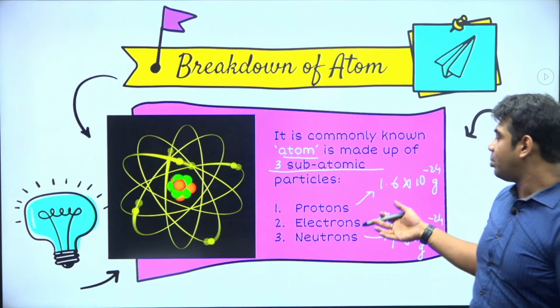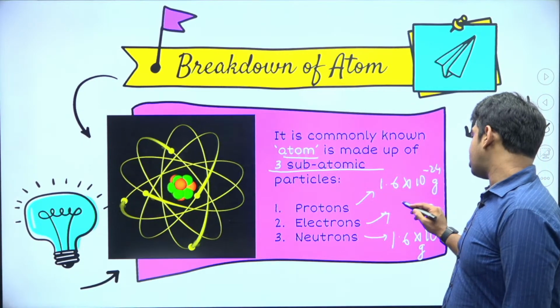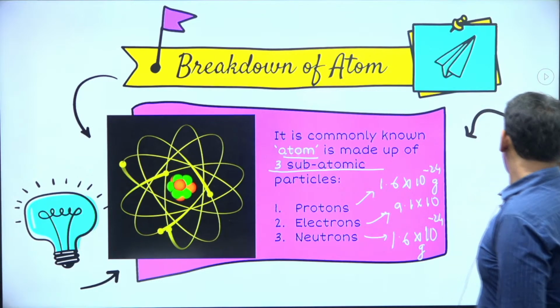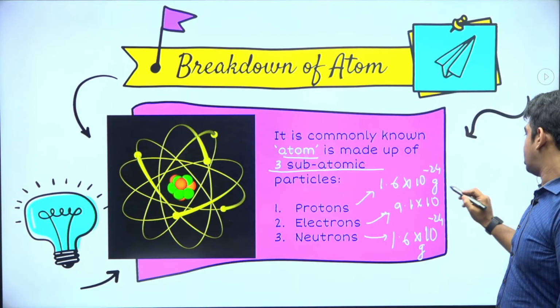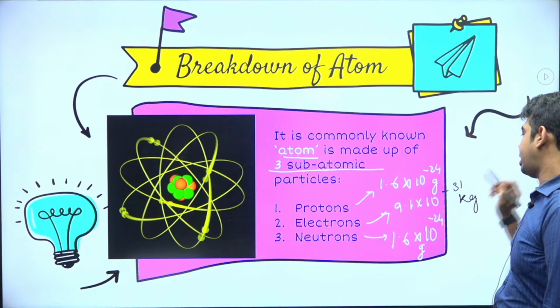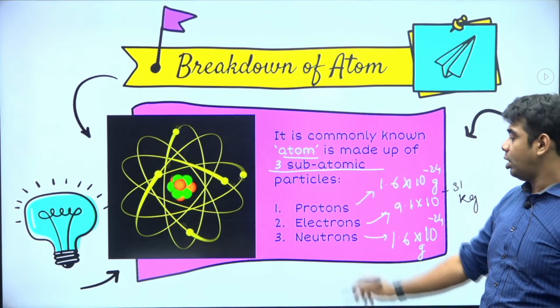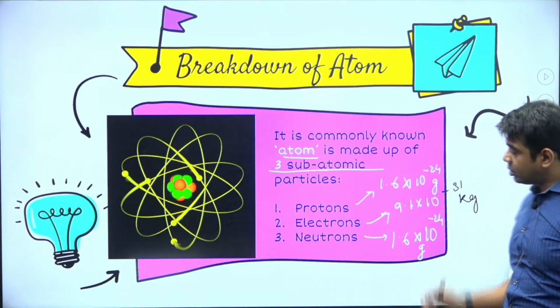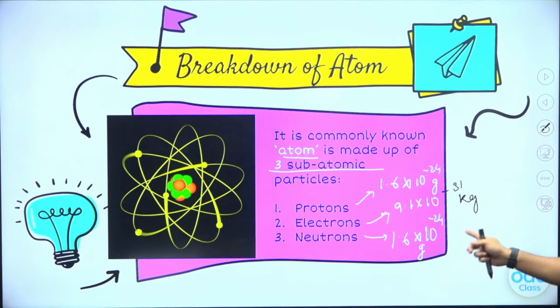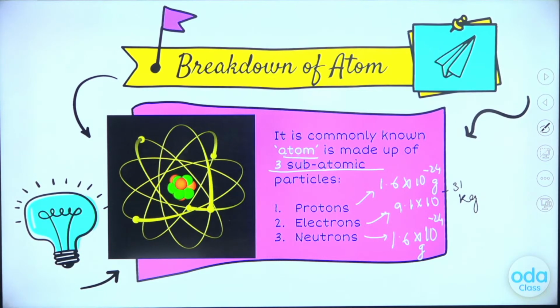Now if you talk about the mass of an electron, it will be somewhere around 9.1 into 10 raised to the power of minus 31 kgs, right? So this is the mass of your electrons which you have to remember. Please note it down, and I'll give you a 5-second break so that you can note it down and then we will move ahead.